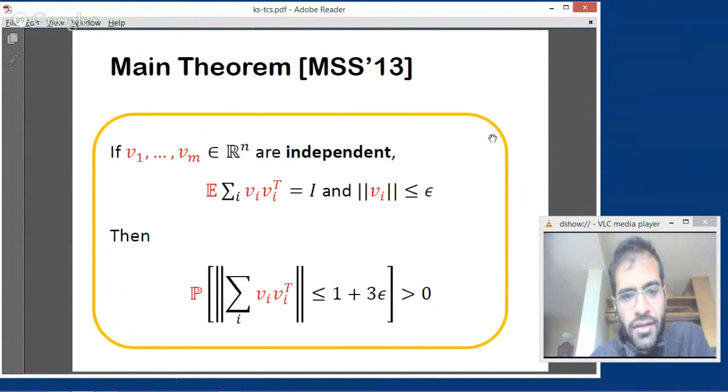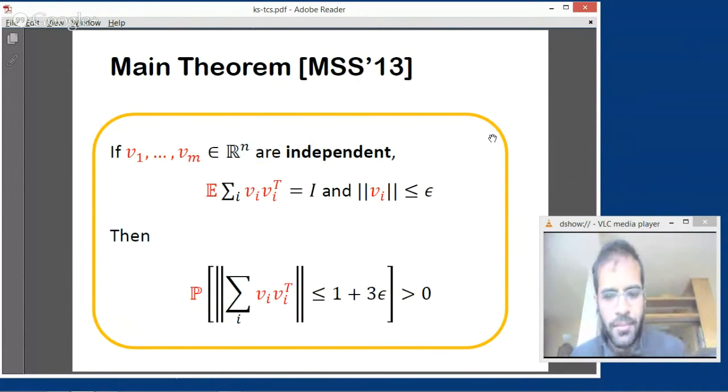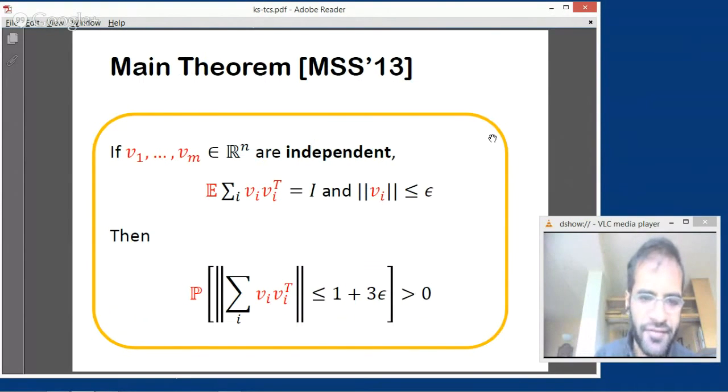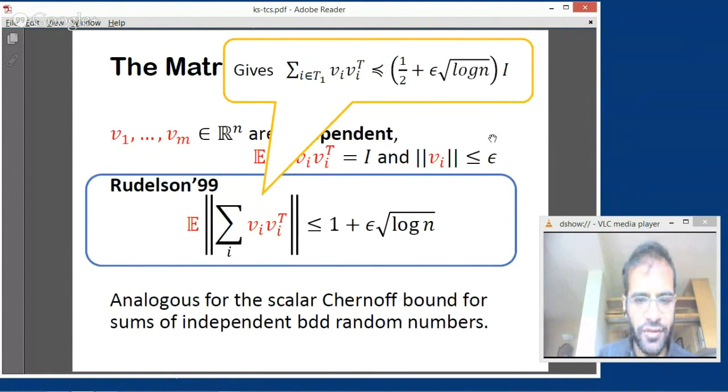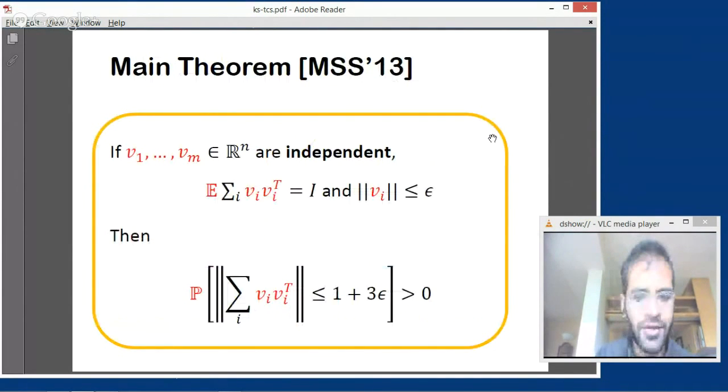So the main theorem that we prove gets rid of this log factor in the Chernoff bound. What we prove is that if you have m independent random vectors in R^n satisfying these properties, then the probability that the norm is at most 1 plus 3 epsilon is non-zero. So this removes the log n factor, but it's weaker in that we only get a non-zero probability. With the Chernoff bound, you get a bound on the expectation, and you can actually show that the probability of being much larger than this decays exponentially. Here, we can control the deviation at a much smaller scale. There's no log factor. You want to think of this as a balls and bins allocation where every bin has like 3 balls or something. But we just show that it exists.